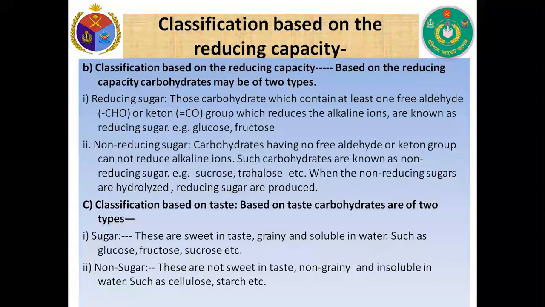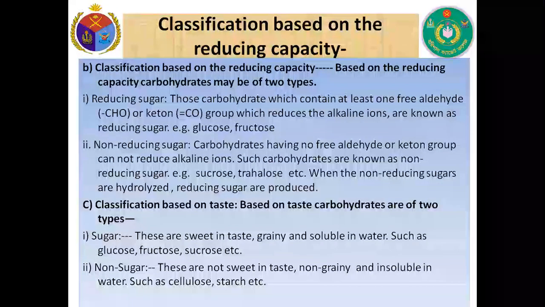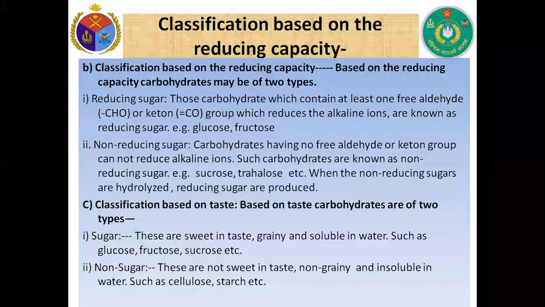Classification based on taste. Based on taste, carbohydrates are of two types. One is sugar and another is non-sugar. Sugars are sweet in taste, generally grainy, and soluble in water, such as glucose, fructose, sucrose, etc. And non-sugars are non-sweet in taste, not grainy, and insoluble in water, such as cellulose and starch.